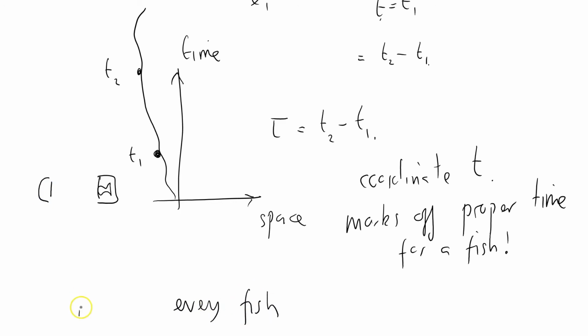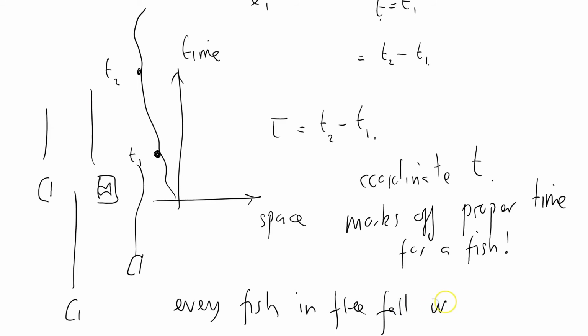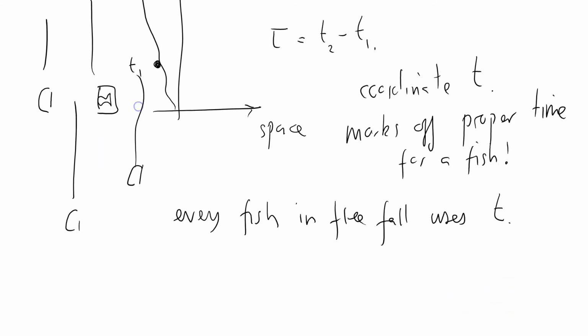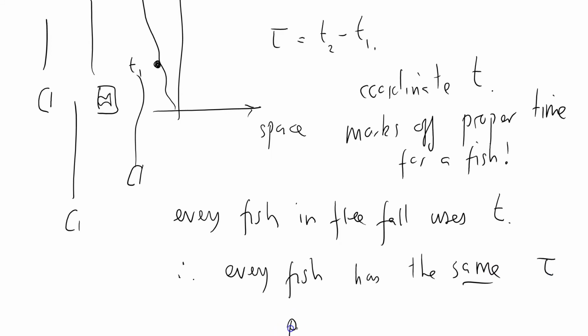There might be another fish here and another fish here. There might be lots of fish, all with their own separate world lines. Every fish in free fall, at least, uses t. So therefore every fish ticks off time. Let me write it out precisely. Every fish has the same tau, the same proper time, as every other fish.